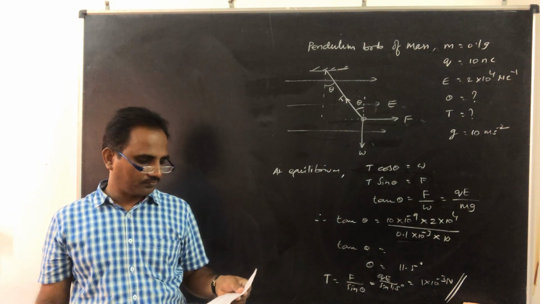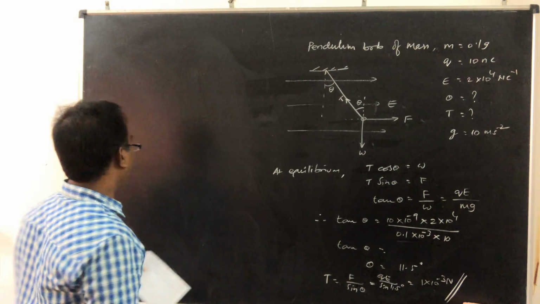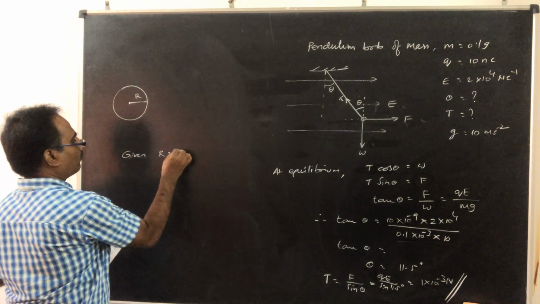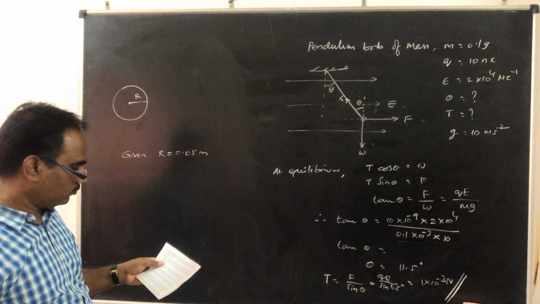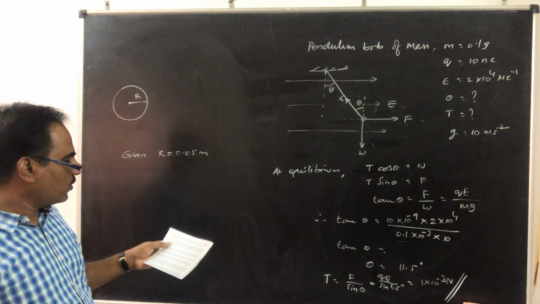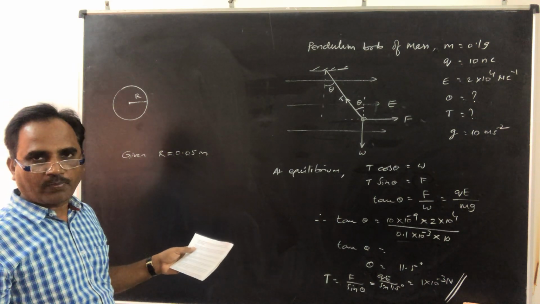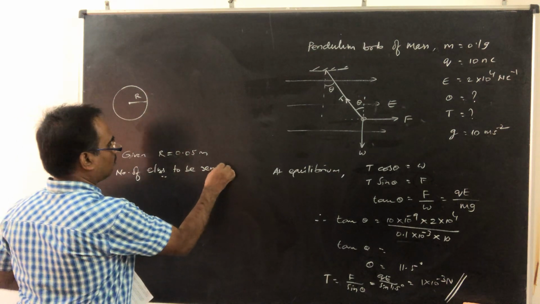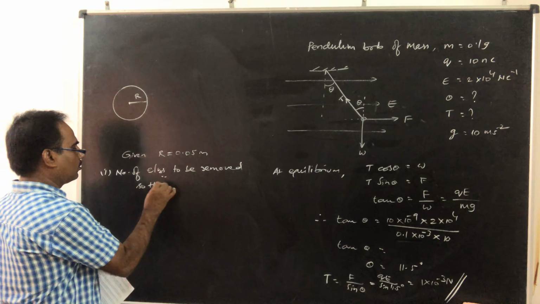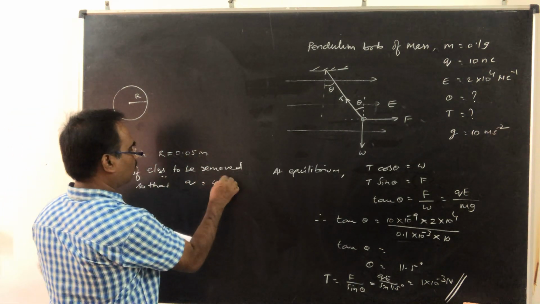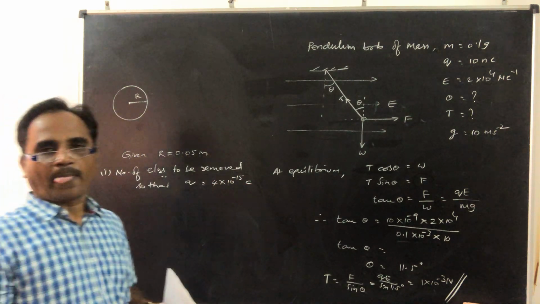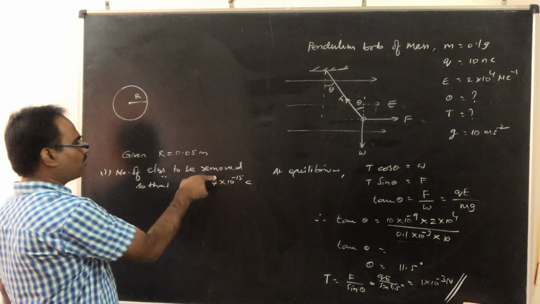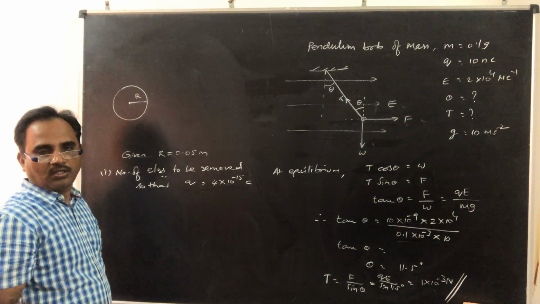Look at this next simple problem. There is a sphere of radius 0.05 meter. How many electrons must be removed so that it acquires a charge of 4 into 10 to the power of minus 15 coulomb? So here, the number of electrons to be removed so that this Q is equal to 4 into 10 to the power of minus 15 coulomb. If this sphere is to acquire this much positive charge, how many electrons are to be removed? Obviously you have to use the concept of quantization of charge.